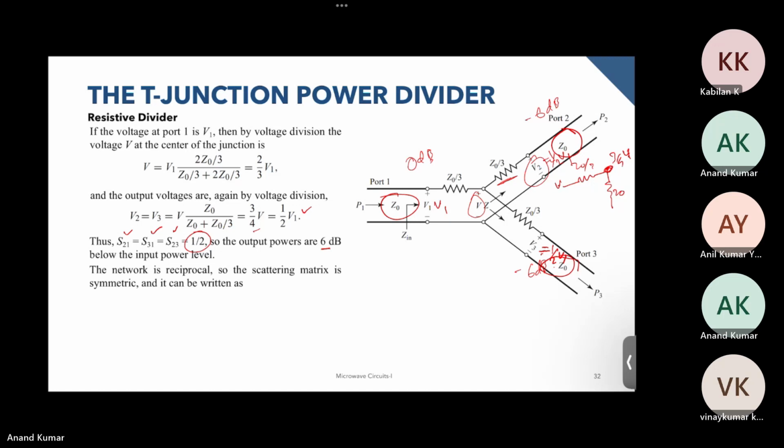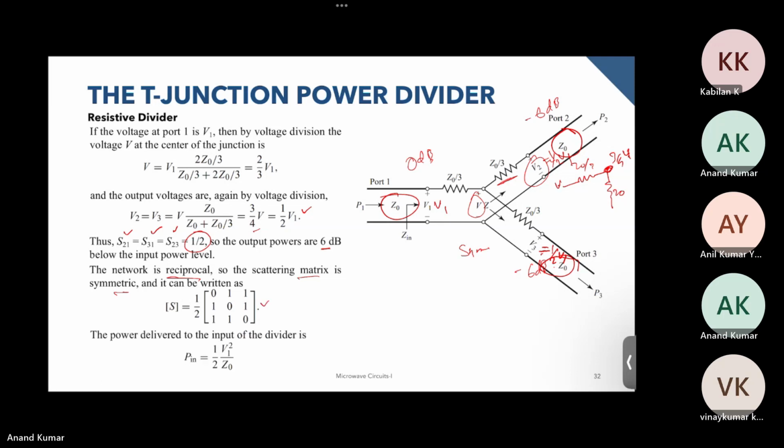And this particular network is reciprocal. If you see it visually, we have symmetry over here, and so this particular network is reciprocal, which implies the scattering matrix is symmetric, and it can be written as this matrix over here.